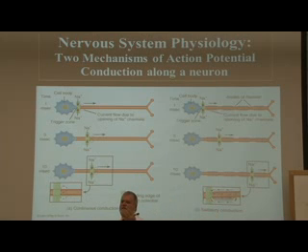In both instances, we would need to have a threshold effect at the trigger zone, which is going to initiate the carrying of an impulse along the axon. So we have two types of conduction. Continuous conduction, because there is no myelin, and then a skipping conduction pattern, which we call saltatory conduction.